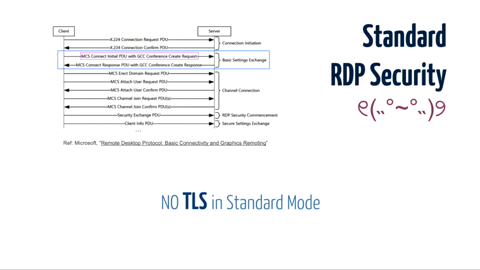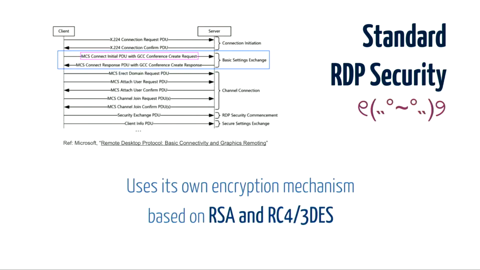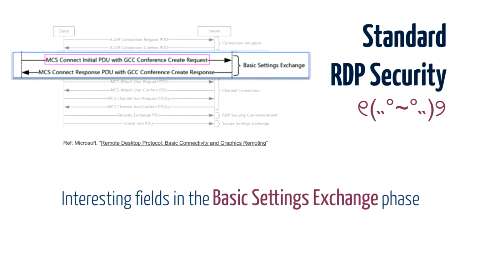What if we use standard RDP security? In standard RDP security, we don't have TLS. Standard RDP uses its own custom encryption mechanism based on RSA and RC4 or triple DES. But here we have another interesting message, which is the basic settings exchange. This message is encrypted in enhanced mode, so we can't see it, but we can see it here.